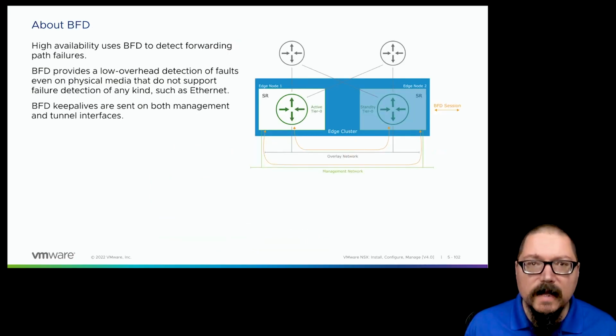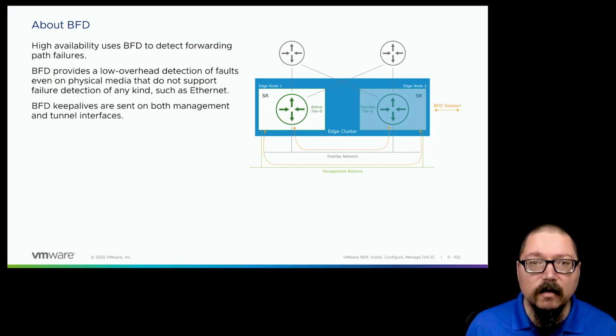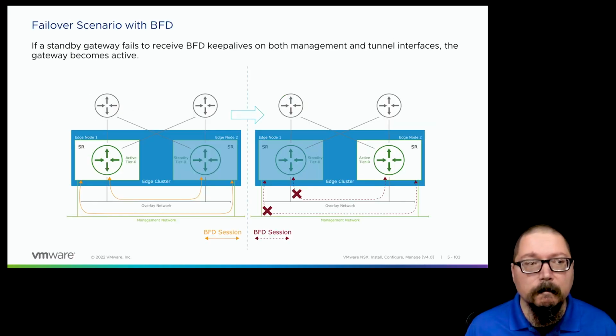So why BFD? Well, bidirectional forwarding detection is a very lightweight protocol. It's a very low overhead protocol, and it's fast, and it allows us to detect that failure very, very quickly. With a virtual edge, we can detect that failure as quickly as 1.5 seconds. With a bare metal edge, we can detect that failure as quickly as 150 milliseconds.